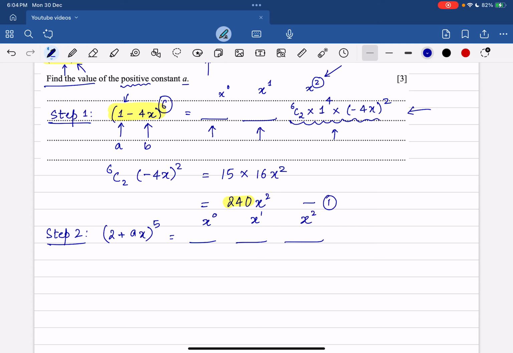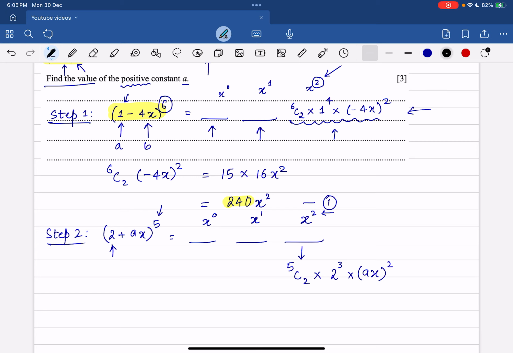So what is the third term going to be? This is 5, so it should be 5c, and the power of x is going to be over here, so that's 5c2 times 2 is going to be raised to 3, and ax is going to be raised to 2. How do I know which term will get which power?